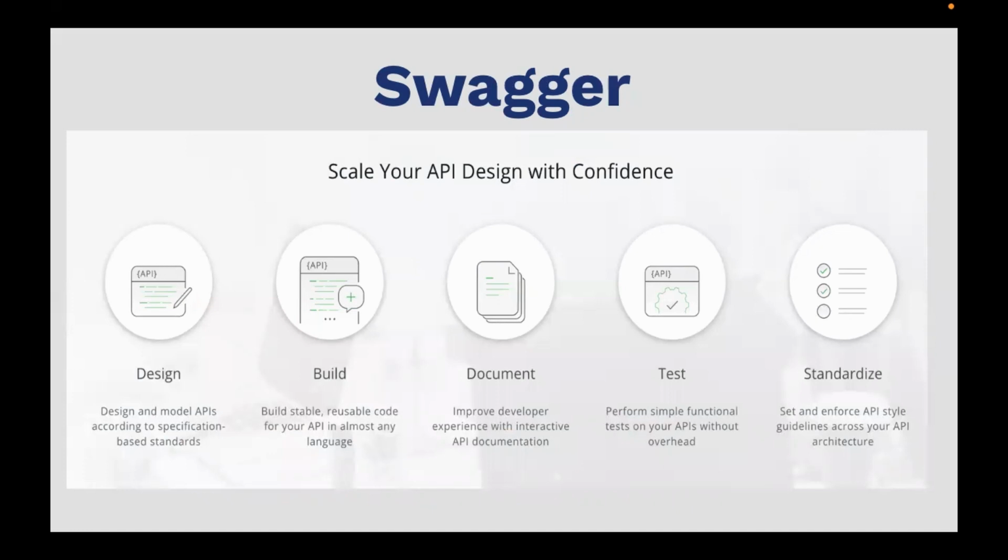And Swagger is not only limited to documentation. We can design and model APIs. We can build stable and reusable code for API. And we can even do simple functional tests like we do in Postman. Maybe my other friends will explain about Postman later.